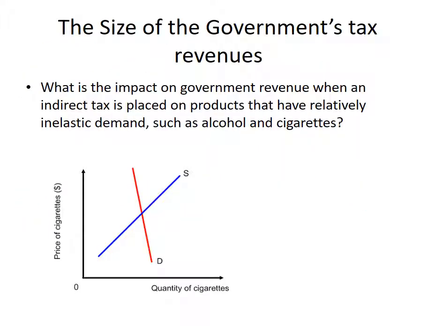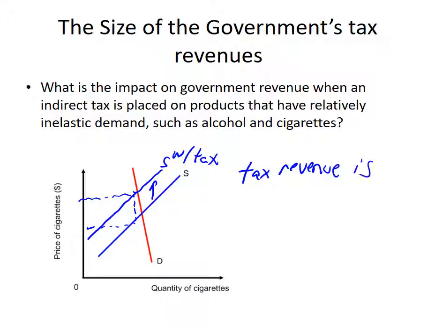Okay, the size of the government's tax revenues. If we have something that has a relatively inelastic demand and supply curve, and we put a tax on it, S with tax, we're going to see that the tax burden is relatively large, or the tax revenue, pardon me. Tax revenue is significant.